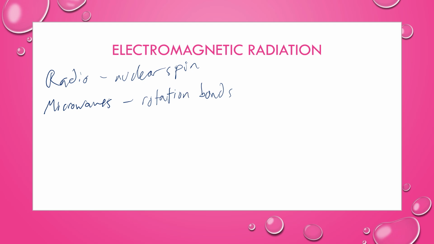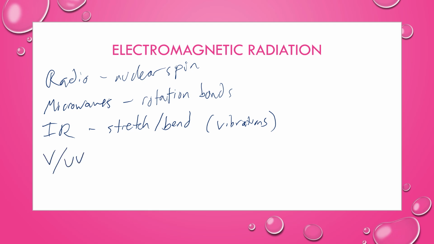The next one up is infrared radiation, a little bit more energy, and that causes bonds to stretch or bend, and sometimes we'll call that vibrations. And the next highest is visible or UV radiation, which can cause electronic transitions. So if there's enough energy, they can cause the electrons to move between energy levels, which results in things like the atomic emission spectrum.